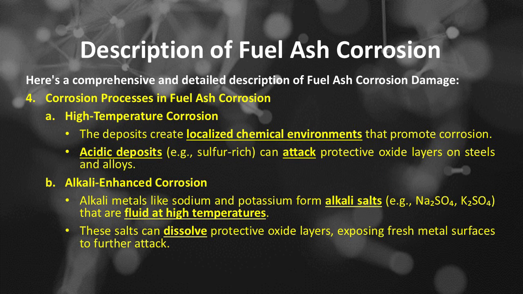Number 4. Corrosion processes in fuel ash corrosion. Number A. High-temperature corrosion. The deposits create localized chemical environments that promote corrosion. Acidic deposits, such as sulfur-rich, can attack protective oxide layers on steels and alloys. Number B. Alkali-enhanced corrosion. Alkali metals like sodium and potassium form alkali salts, such as Na2SO4, K2SO4, that are fluid at high temperatures. These salts can dissolve protective oxide layers, exposing fresh metal surfaces to further attack.